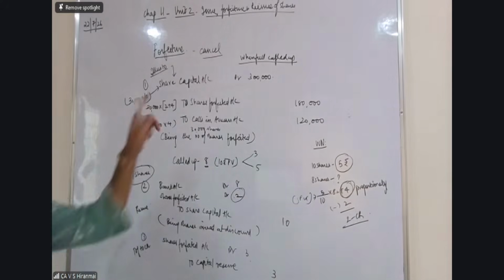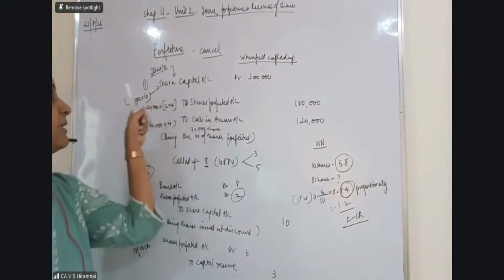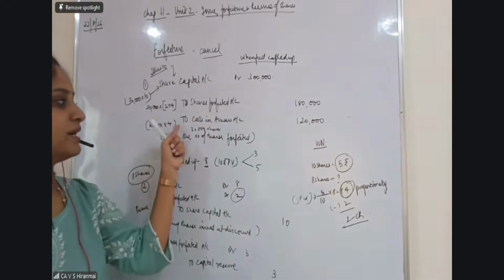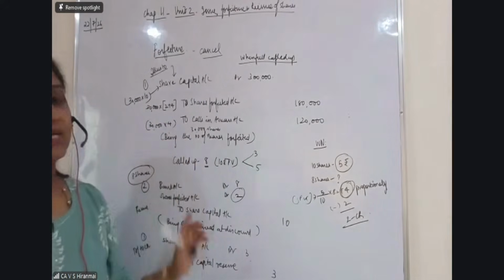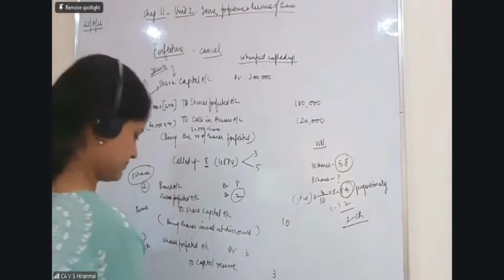Only one entry has been passed. It is being issued at par. Called up fully. So I'm taking 10 rupees into 30,000. In this the last call has not been paid. So 1,20,000, 30,000 into 4. Paid is 30,000 into 6.